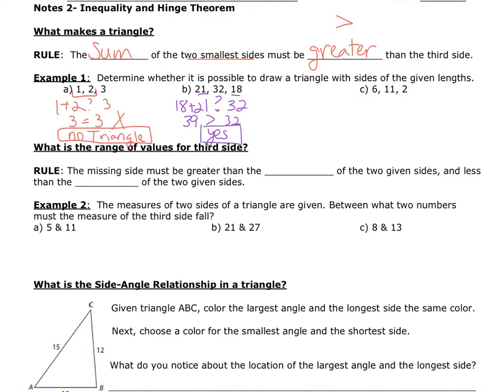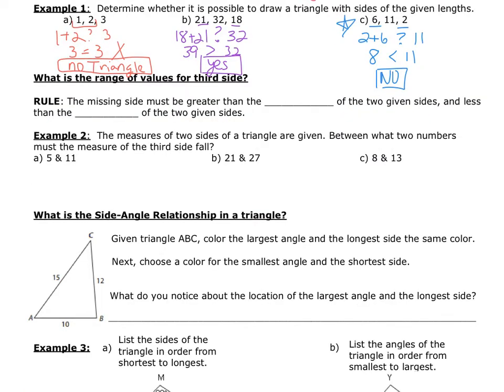For letter C, I want you now to do this one by yourself. You should have added your 2 and your 6 together, and you get 8. Then you compare that to the third side, the 11, and that is less than, so no, it does not make a triangle because it's not greater than the third side.